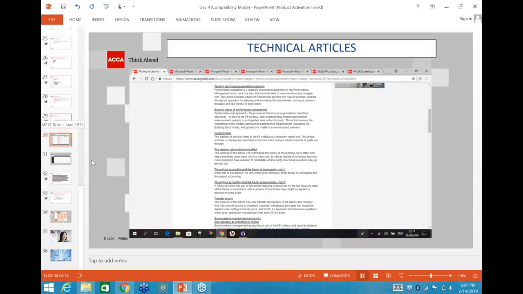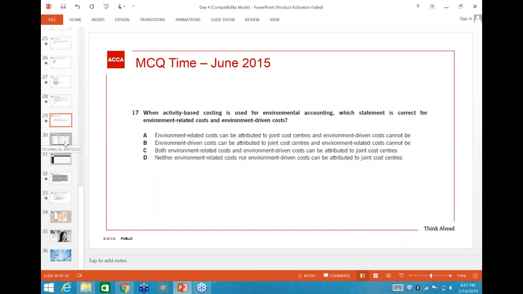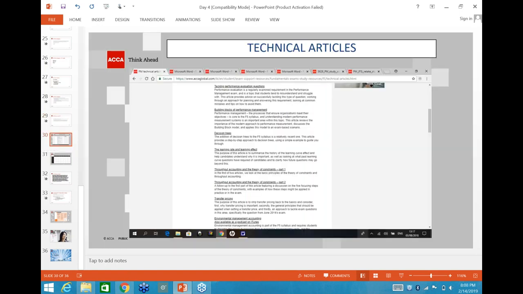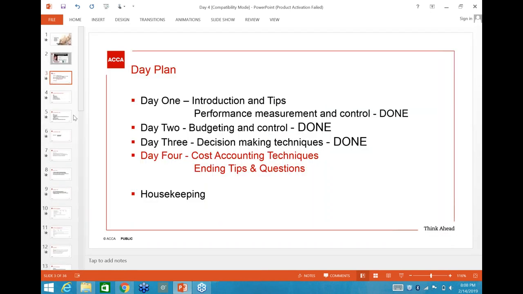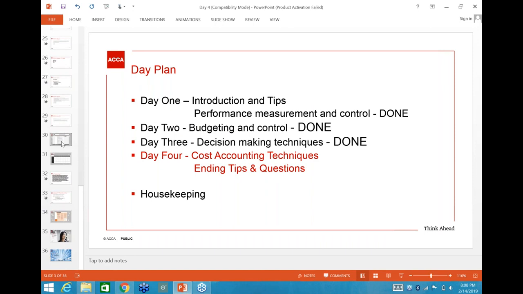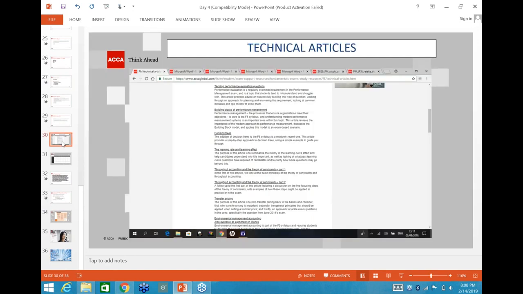Let me go through a few exam tips for you. So subject matter is done. So ending tips, if you can remember, at the start of the slide I said something like that. Ending tips and questions. So we move on to the ending tips. You can ask questions, just hold on to the questions for a little bit.